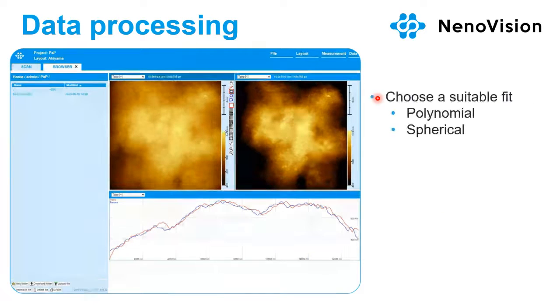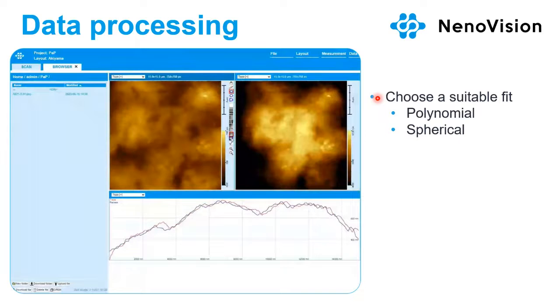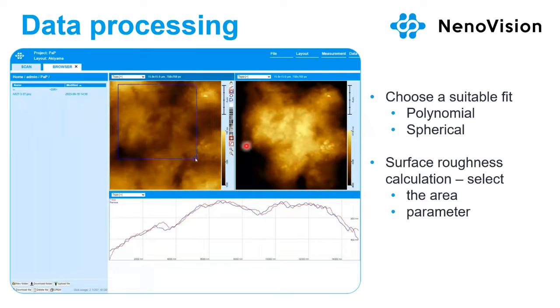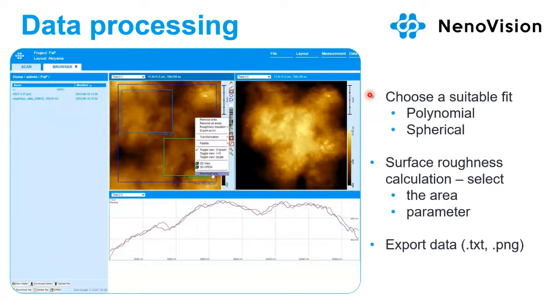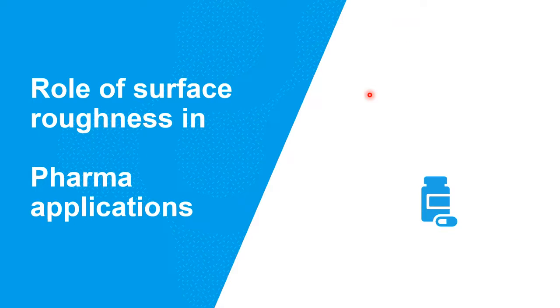The last thing, how it looks like in the software. So first we choose a suitable fit, then measure the surface roughness from the area we want. And we export it. So it is quite easy to do it directly in NanoView software. And so let's have a look at a more interesting thing. And it's the application in pharmaceutical industry.